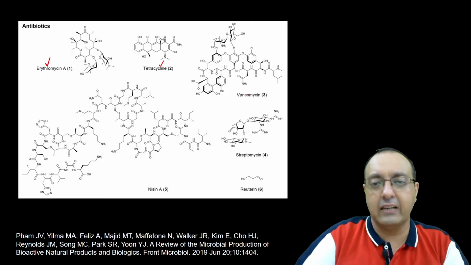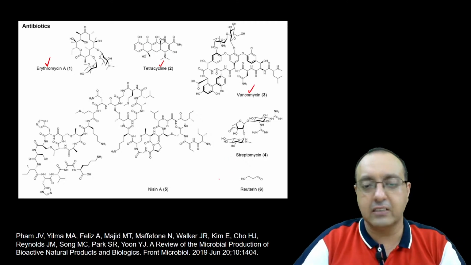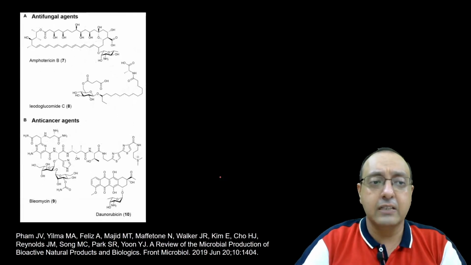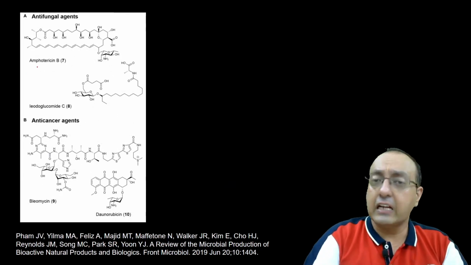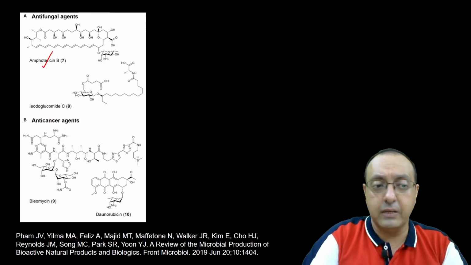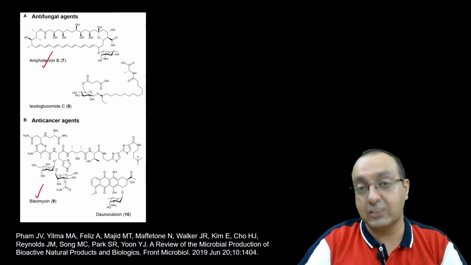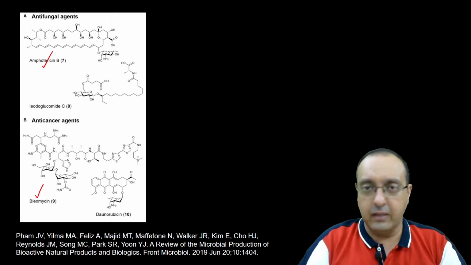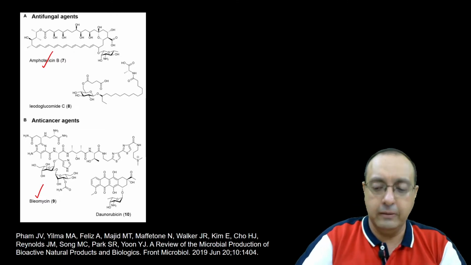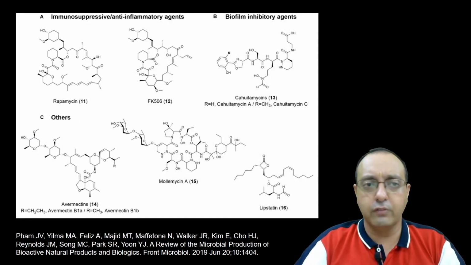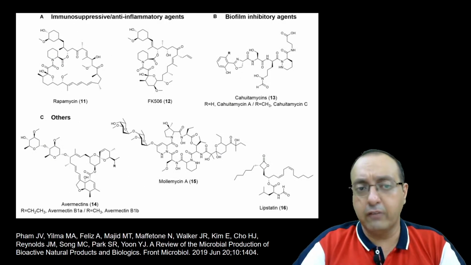So tetracycline, erythromycin, vancomycin are just some representatives. Similarly, we have many antifungal agents like amphotericin B, and anti-cancer agents, for example, bleomycin. These are clastogenic agents, so they cause DNA double-stranded breaks and are used in chemotherapy. So lots of different products are obtained from bacteria.